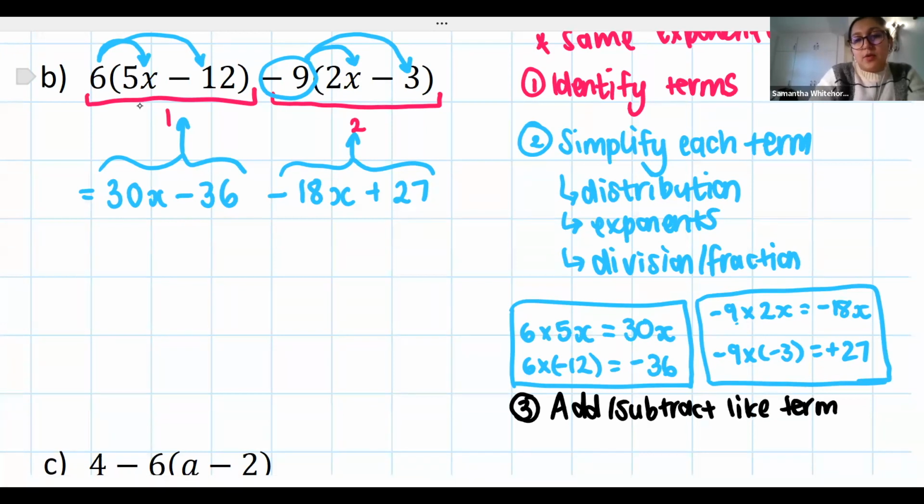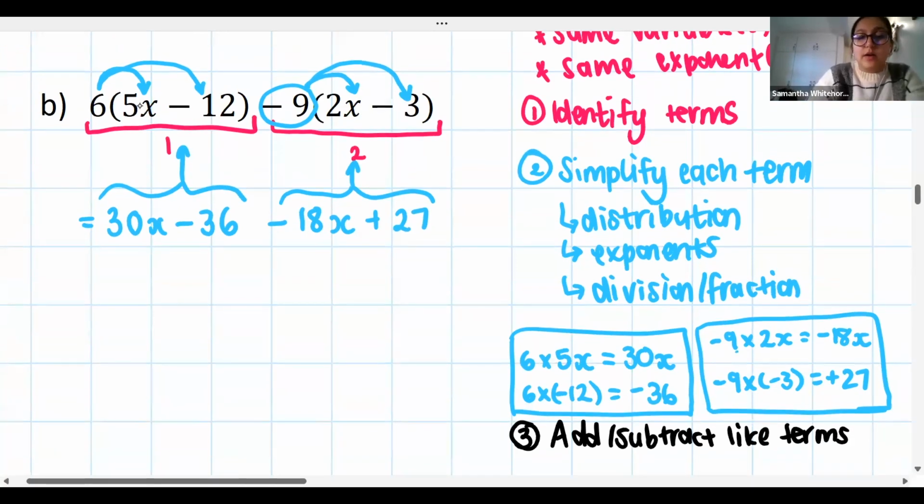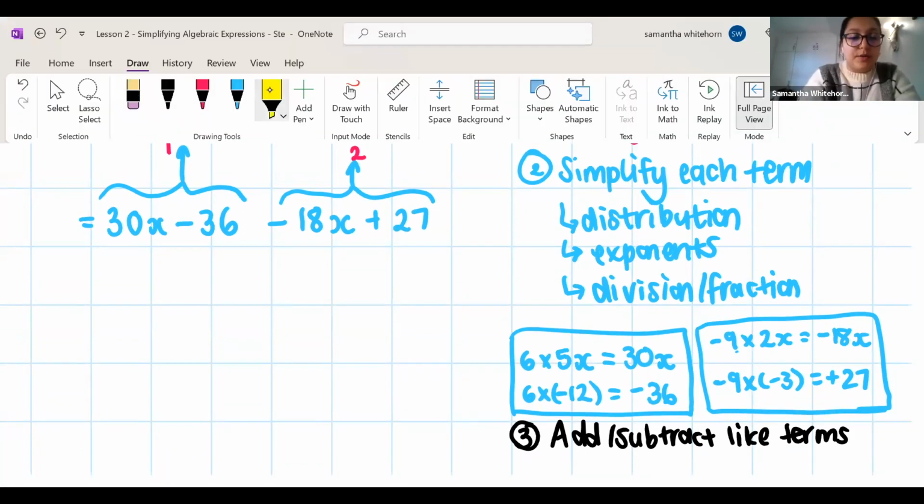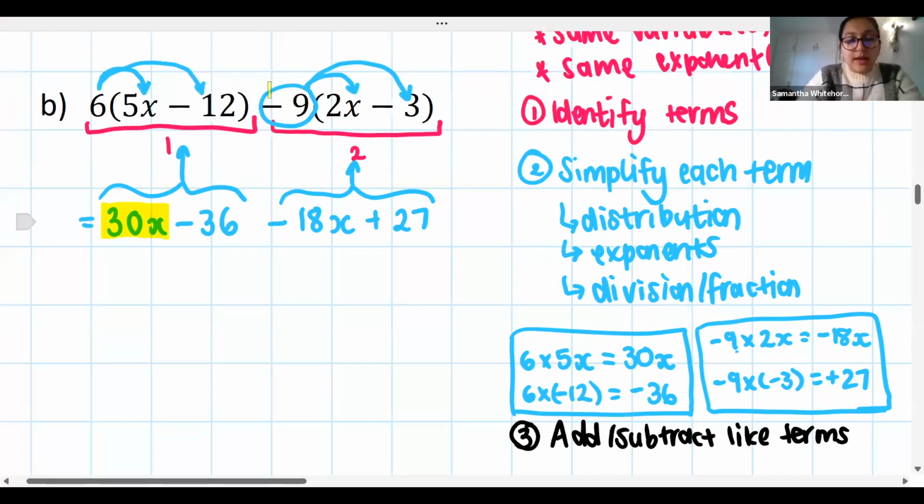This is where you grab your highlighter or your colored pens or whatever makes you happy, and you start grouping your like terms. So I can see I've got a term with an x, 30x, and I have another term with an x, minus 18x. They are like terms. They both have x's in them. And so we have got our first group of like terms.